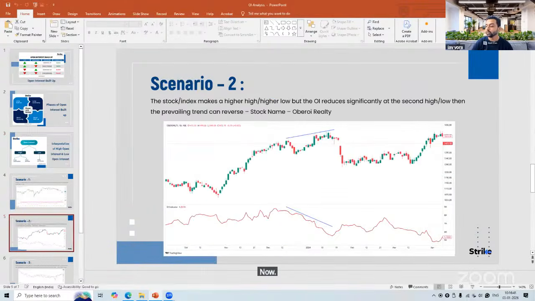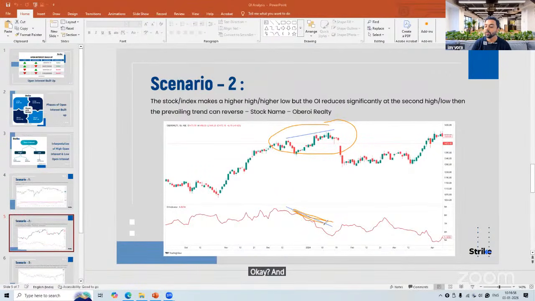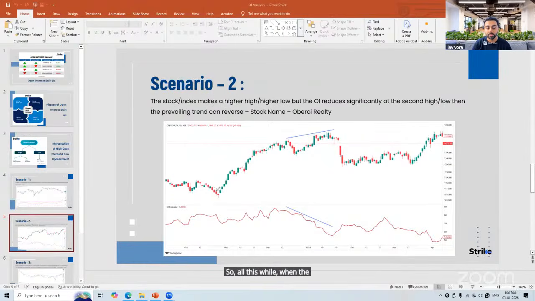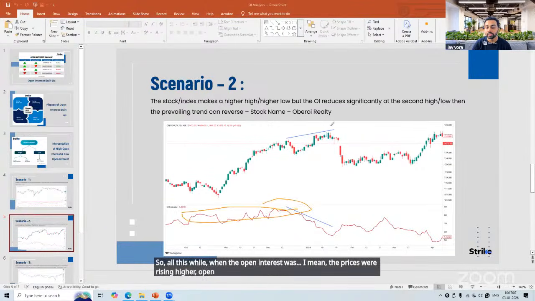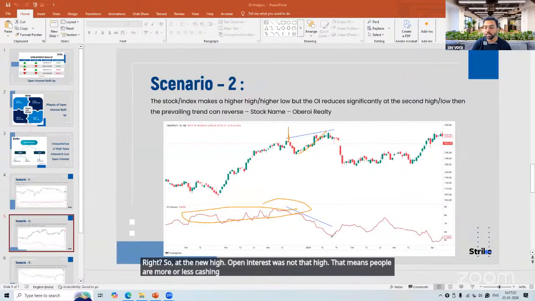Now this is the scenario where prices rise higher, but open interest is going down. This is sort of telling you that people are cashing out of their positions, and they are now turning neutral, because you see over here, prices went higher. All this while, when the prices were rising higher, open interest was intact, right? But after this high, in fact around this high only, open interest started reducing. So at the new high, open interest was not that high. That means people are more or less cashing out from their positions and they are turning neutral.